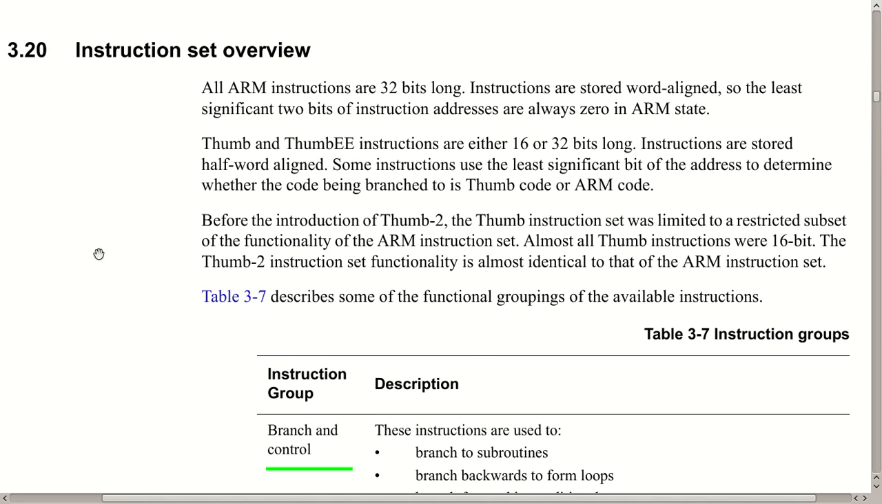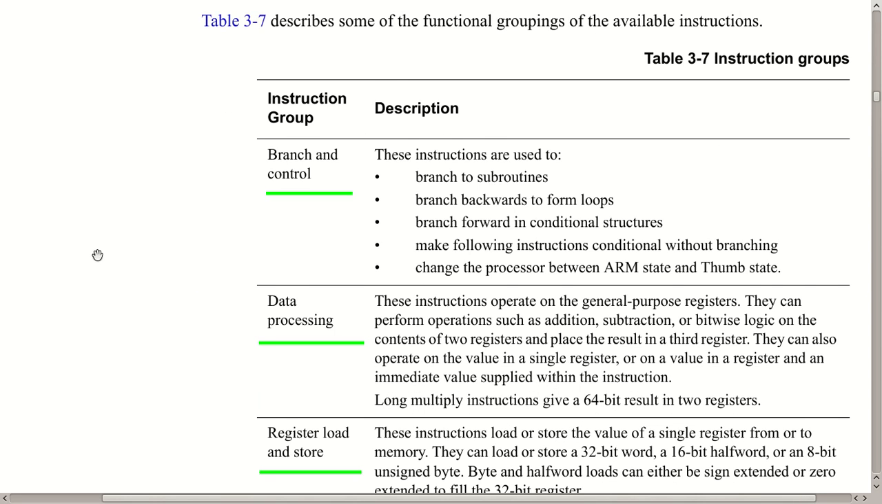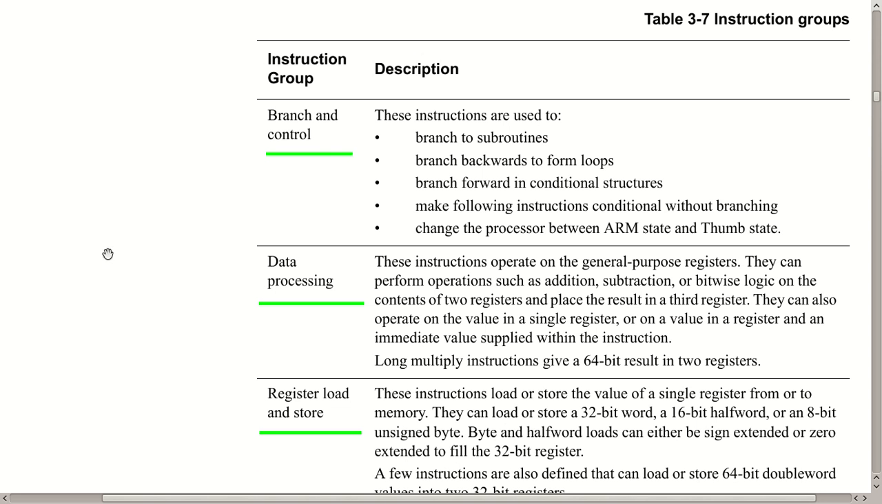So let us see how they are classified. They are classified under 5 main groups. First is branch and control instructions. They are used to have loops, conditional structures, and to make the following instruction conditional without branching. They are used to change the processor state between ARM and Thumb.